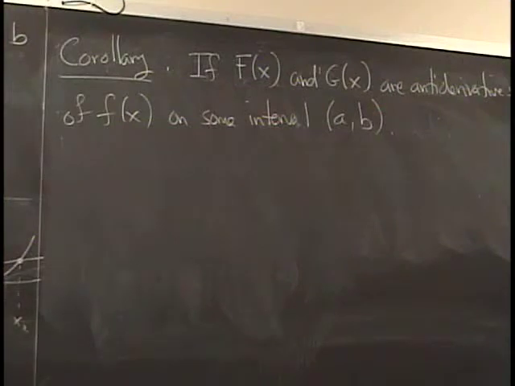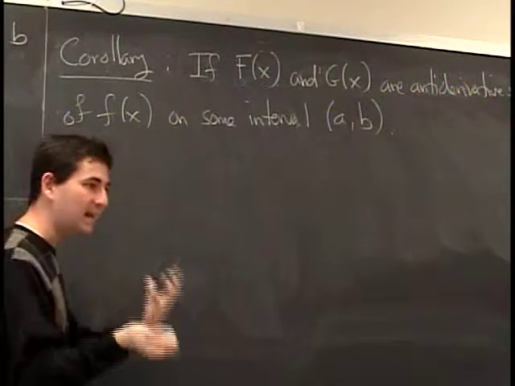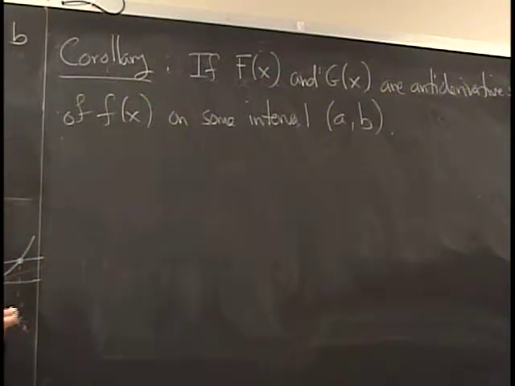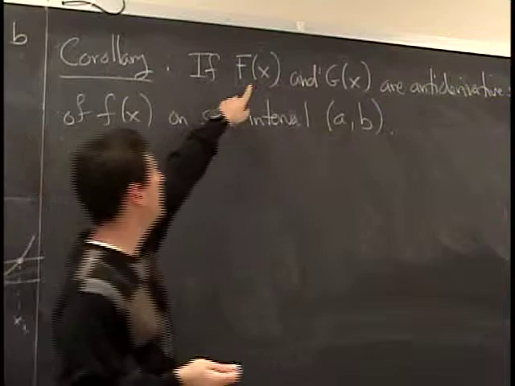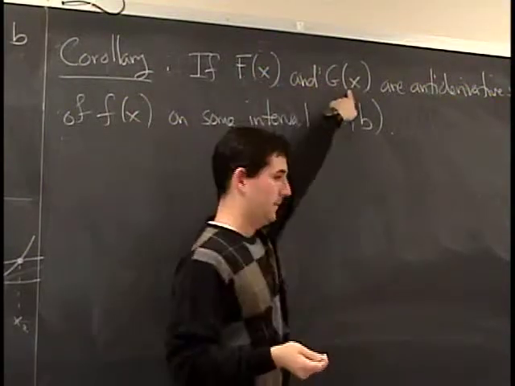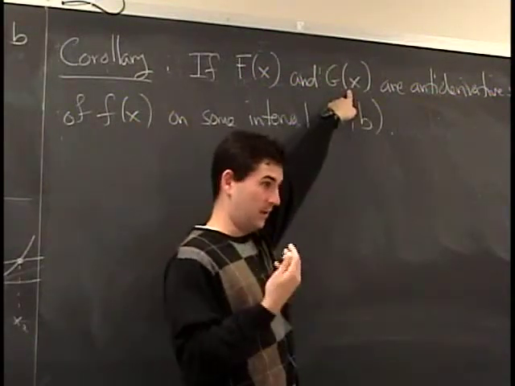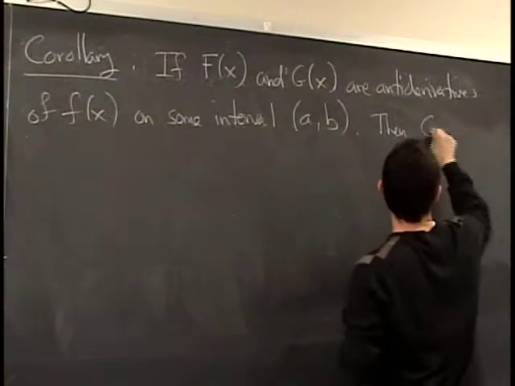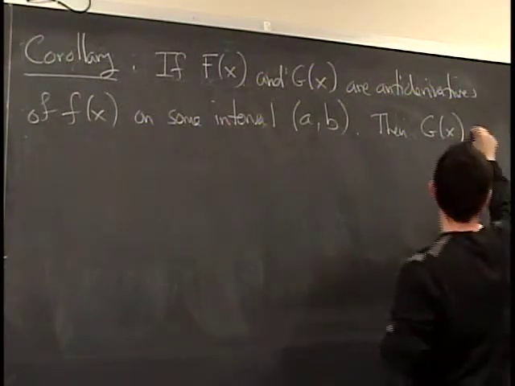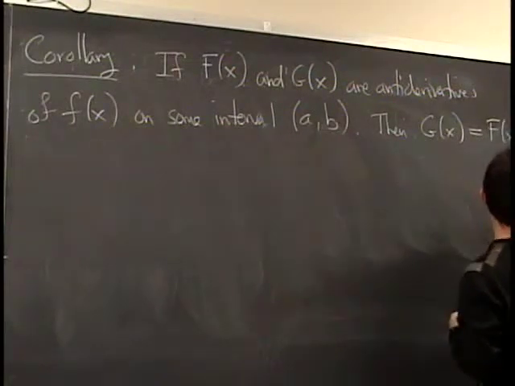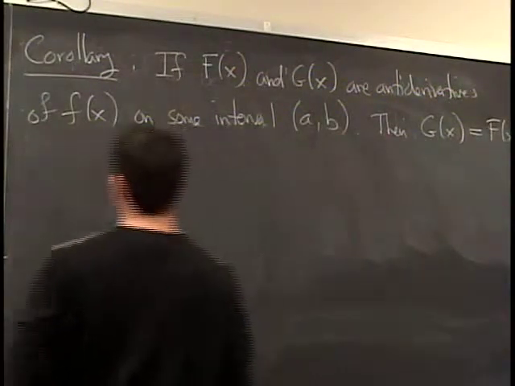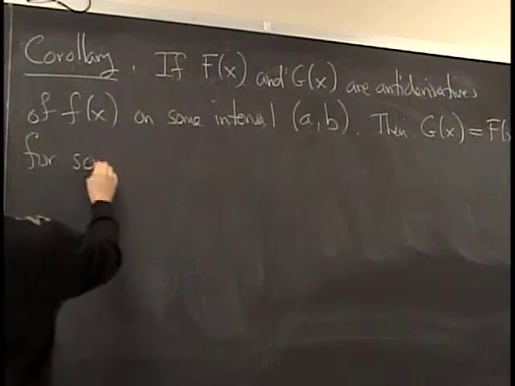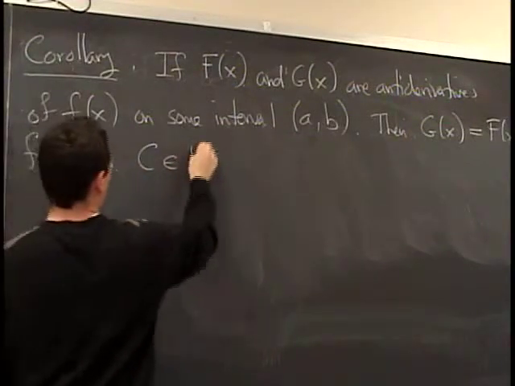What do I want the conclusion of this to be? What I'm trying to get at is that I only get one antiderivative up to a constant. Okay? So if I have two antiderivatives, they should actually be the same up to a constant. And that's what we do. Then g of x equals f of x plus c for some constant c.